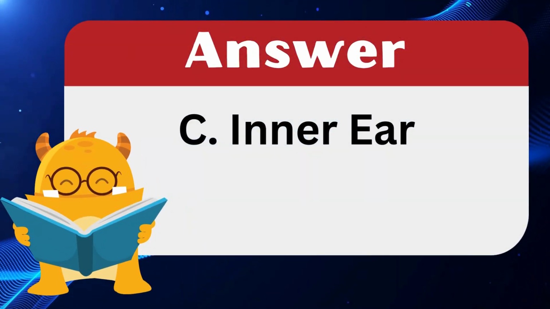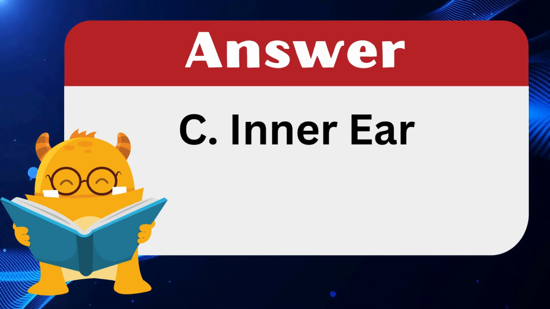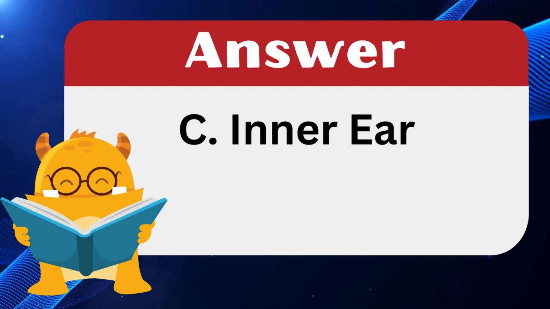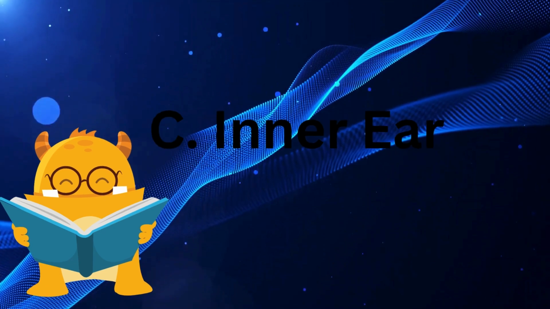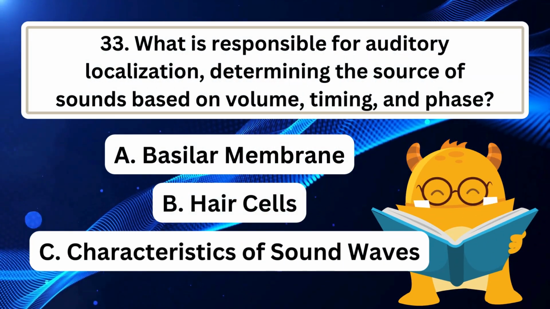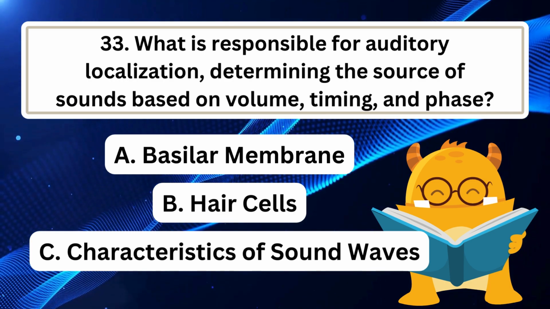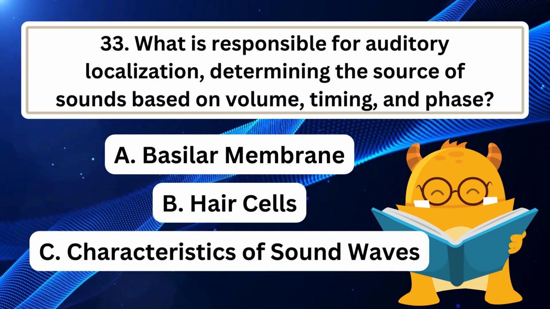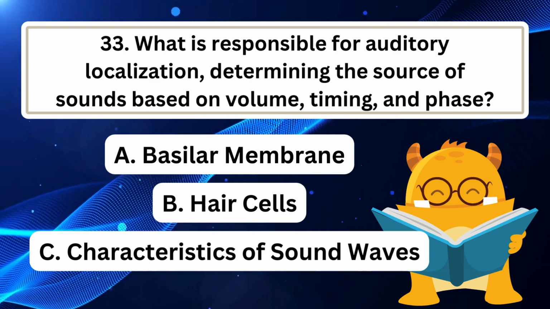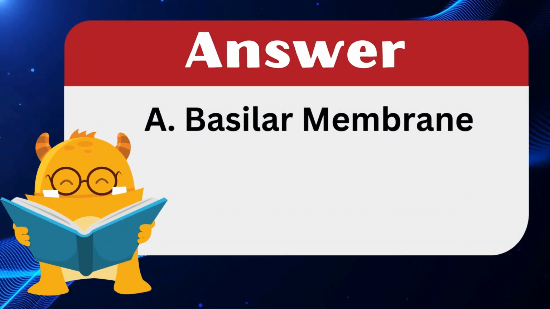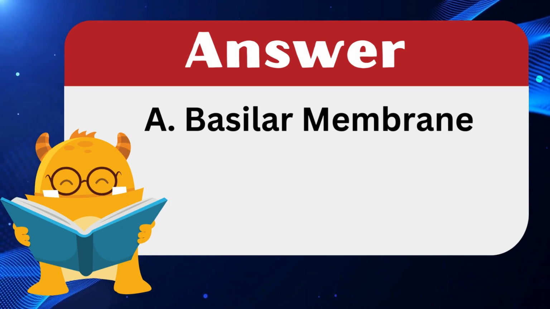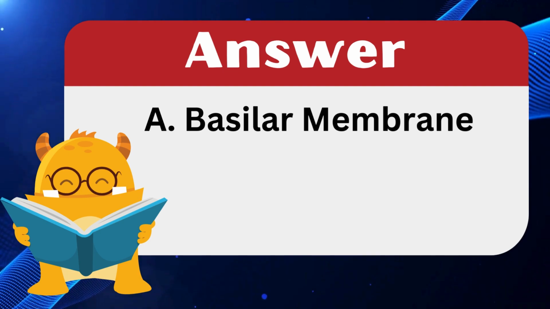C. Inner ear. The inner ear, particularly the cochlea with its hair cells, acts as the receptor for sound signals. 33. What is responsible for auditory localization, determining the source of sounds based on volume, timing, and phase? A. Basilar membrane. B. Hair cells. C. Characteristics of sound waves. A. Basilar membrane. Auditory localization, determining sound sources, depends on various factors like volume, timing, and phase.